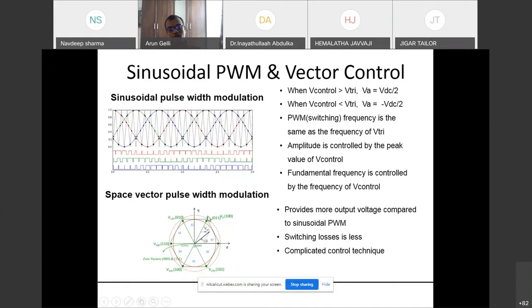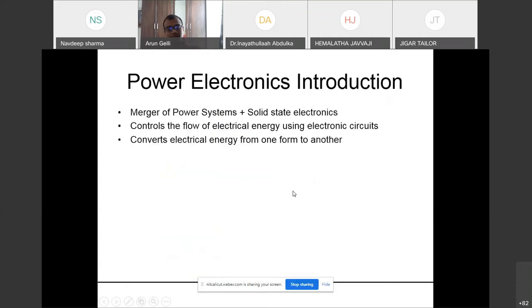Likewise, you will be able to achieve different vector states by turning on and turning off the top device and bottom device. So if you want to operate at any operating point between these two vector states, then you can. We majorly use space vector pulse width modulation because of the easy implementation in the digital domain.